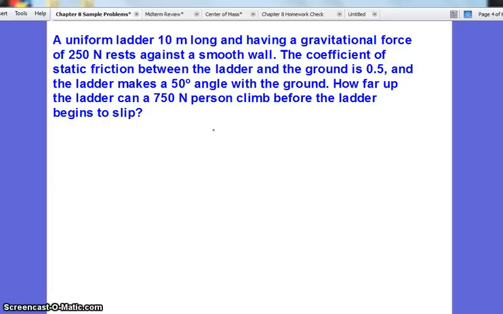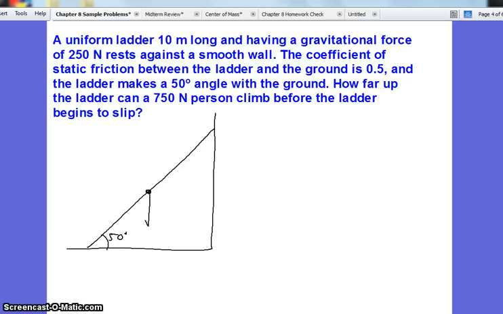First thing we want to do is draw a free body diagram of the ladder. So there's our ladder, there's the wall, and here is the floor. And so we have a 50-degree angle here. And then we have a gravitational force. Now we draw the gravitational force in the center of the object. So there's our gravitational force.